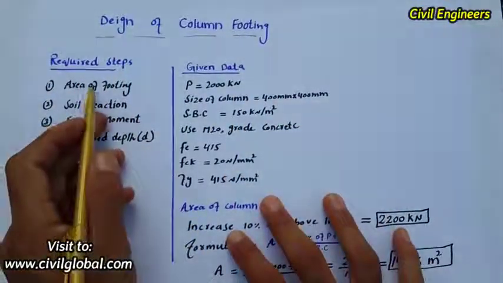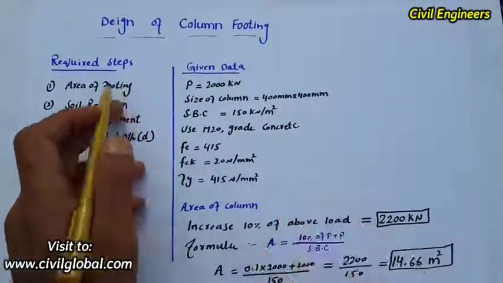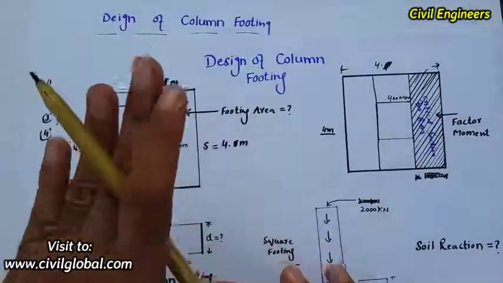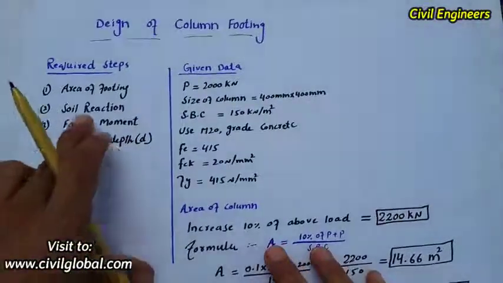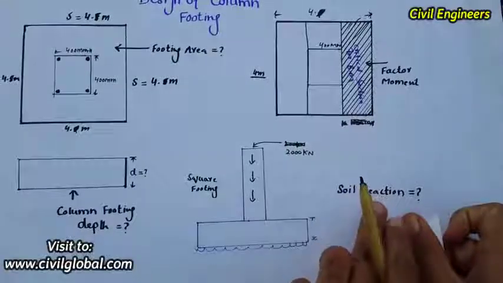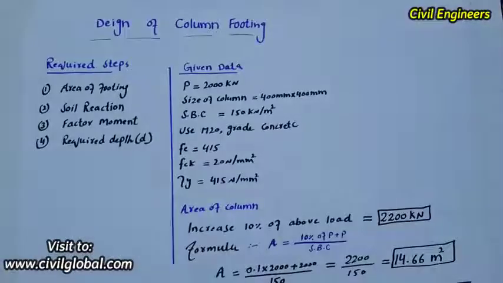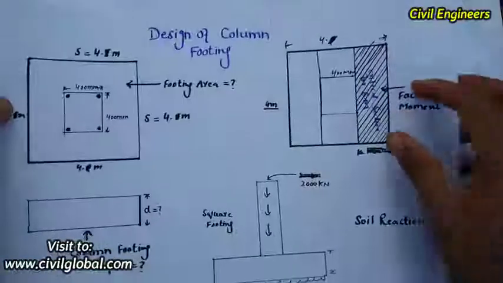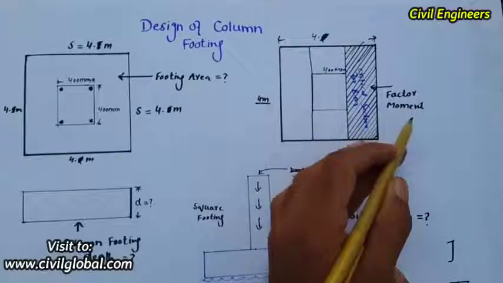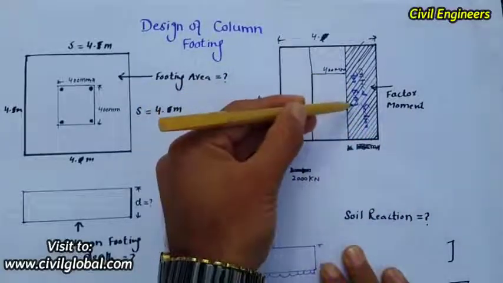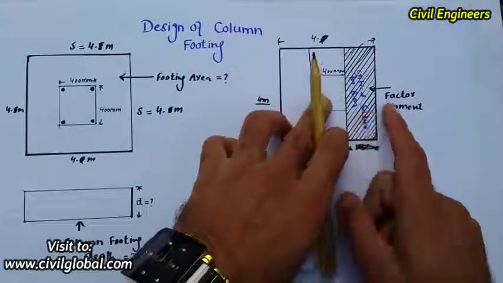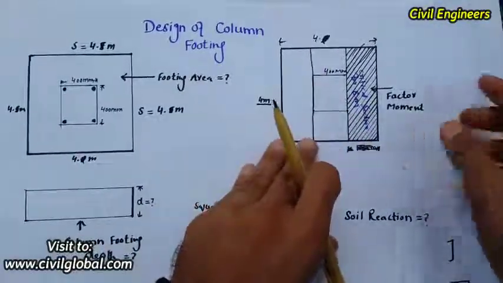The first step: we need to find out the area of footing. This is a column and this is a footing, so what will be the area of footing? Second, we need the soil reaction to design a column footing. And the third one, we need the factored moment. This is the column and this is the footing, and we need the factored moment for the critical section for the bending moment, and this is needed to find out the steel and design of steel. Factored moment.